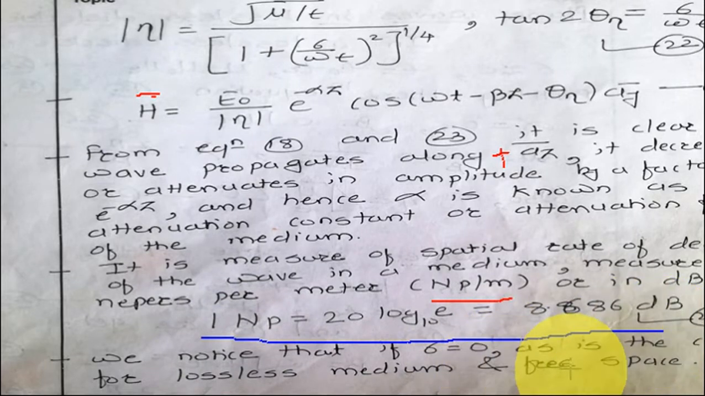We notice that if sigma equals 0, as in the case of the lossless medium and free space. So this is the final expression of the wave which we have received, assuming that it's a lossy medium. Let's derive once again those expressions for lossless media and free space, and see whatever changes are happening. So we'll see case 1.